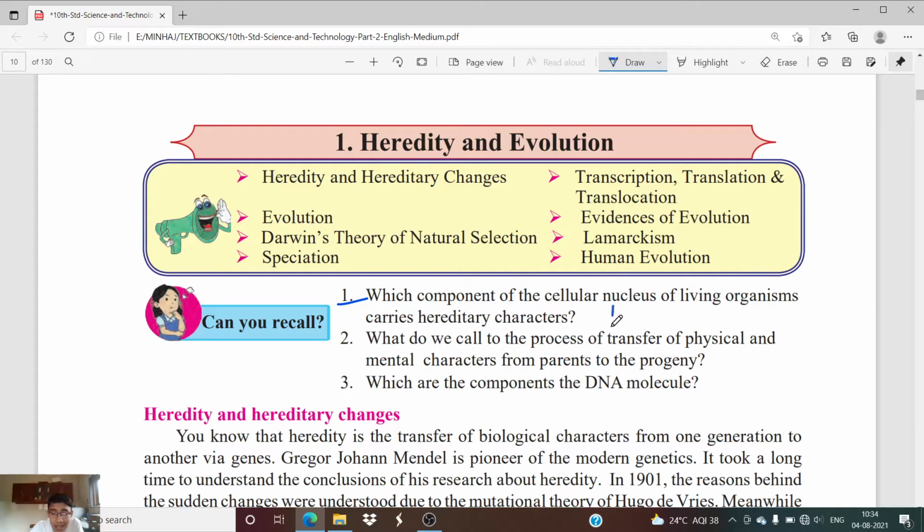It is DNA. We all know the full form of this abbreviation. DNA stands for deoxyribonucleic acid. This DNA is responsible for the transfer of characteristics from parents to the offspring.